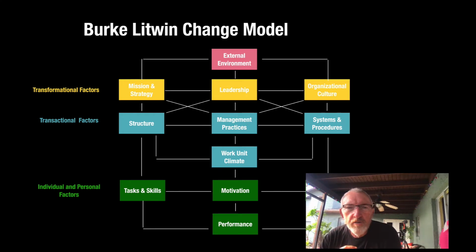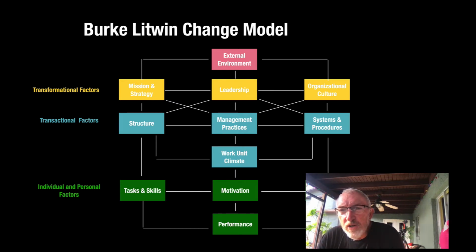When change occurs from the external environment, there are transformational factors, and this can be the mission and strategy. It can affect the leadership of the organization, which is the organizational strategy, and it can affect the organizational culture, which comes back to the business strategy, but ultimately any of those items are going to affect the overall organization and create change.